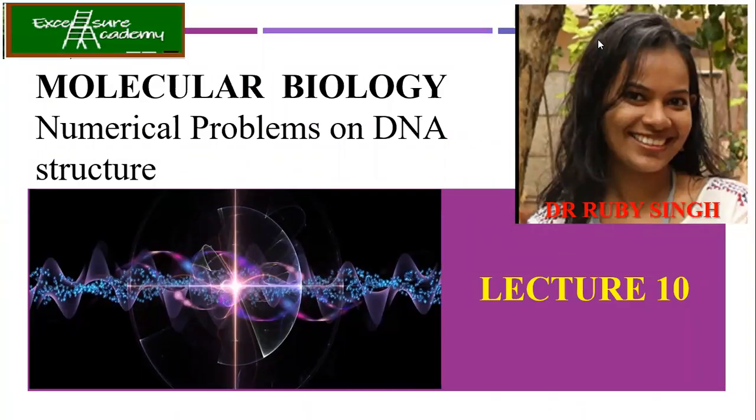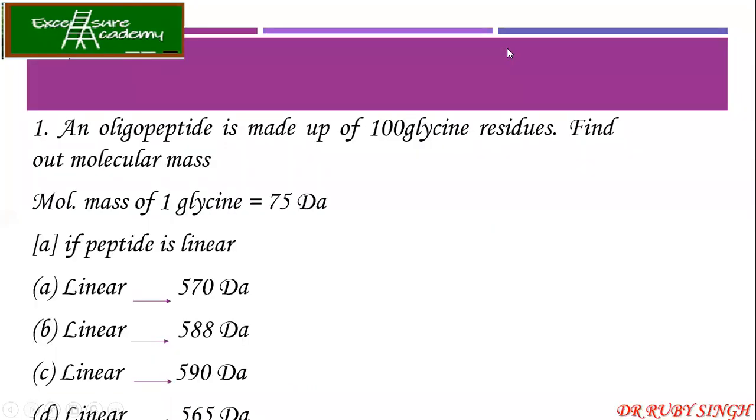Today we'll be doing some numerical problems on DNA structure as well as certain biochemistry problems also. So our first question is, an oligopeptide is made up of 100 glycine residues. Find out the molecular mass. So start doing. What will be the first step over here?